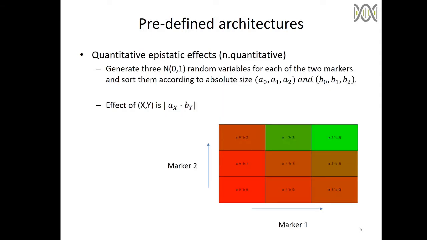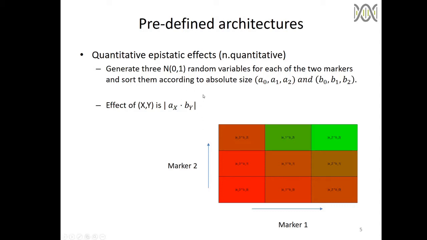Next up, we have quantitative epistatic traits. Those are caused by interactions between two markers and are designed in a way that we are first drawing 3 values from a random normal distribution for both markers, then sorting those values according to their absolute value, and after which multiplying the effects from the different markers.